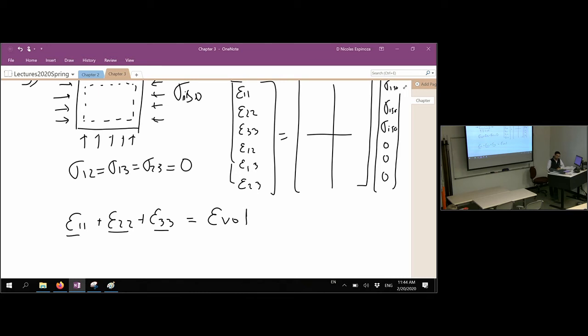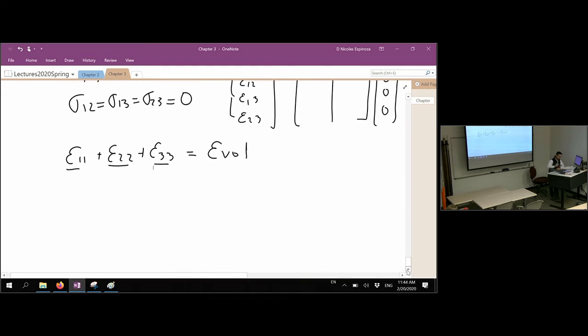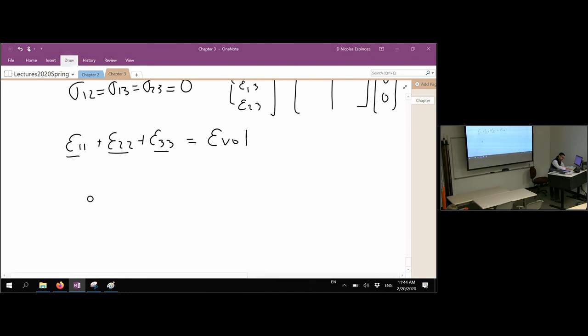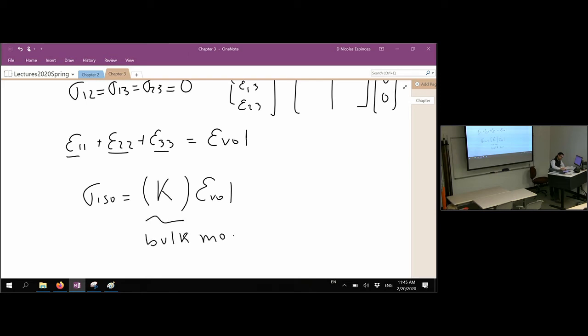So the final thing to do here is to get to an equation that tells you what sigma iso is as a function of the volumetric strain, where what goes in here, multiplying volumetric strain, is called K and is called the bulk modulus. And the bulk modulus is what quantifies the relationship between isotropic stress and volumetric strain.